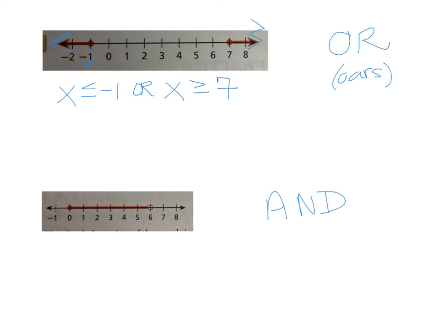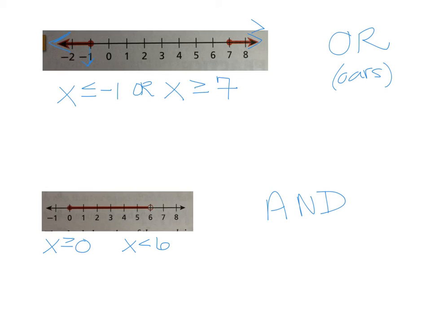For the compound, we have our two inequalities that we're going to write first. We have x is greater than or equal to 0, closed circle at 0, and it's going to the right, so that's why I have my greater than symbol. And for the 6, it's open, so it's going to be less than 6.